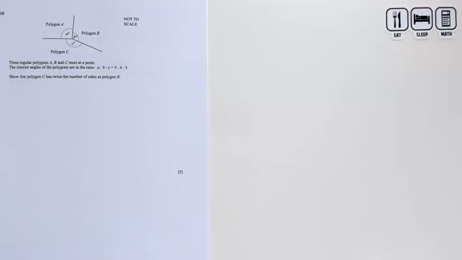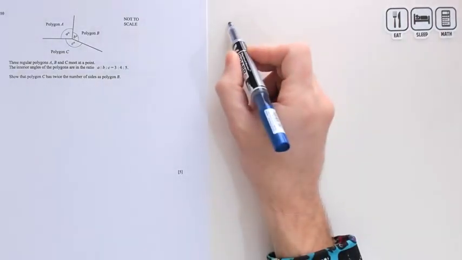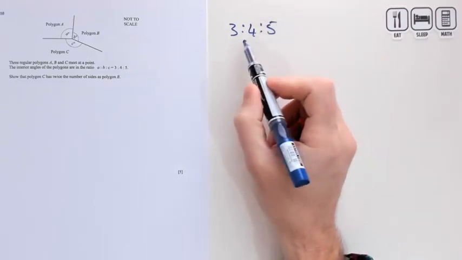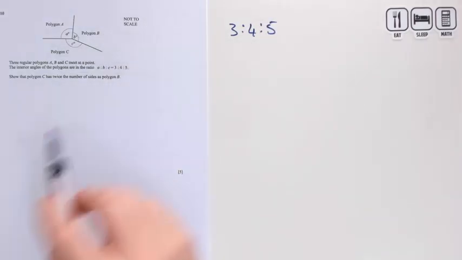So this one here, they're telling us there are 3 polygons, A, B, and C, and they meet at a point, and the interior angles are in a ratio of 3 to 4 to 5. So I'll write that down, 3 to 4 to 5. Let's carry on and see what we have to do. Show that polygon C has twice the number of sides as polygon B.